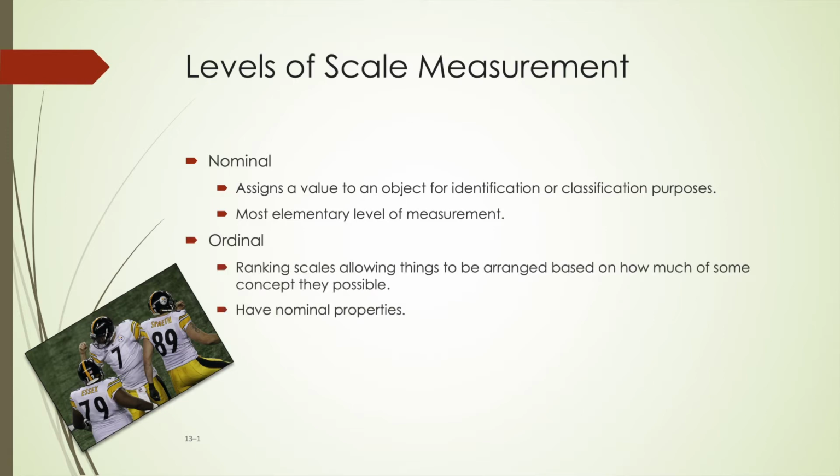You also have what's called ordinal data. Ordinal data will rank these scales. It will rank that item or those items based on how they stack up against each other. For instance, in a race, you have first, second, and third place, and so forth. That would be ordinal data. It just ranks them in order of arrangement and so forth.